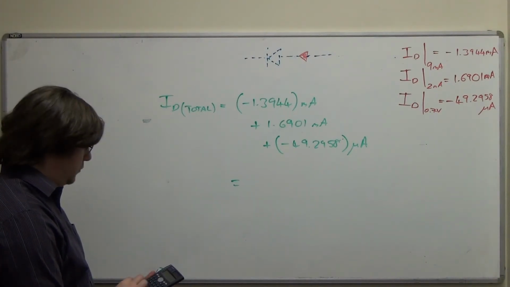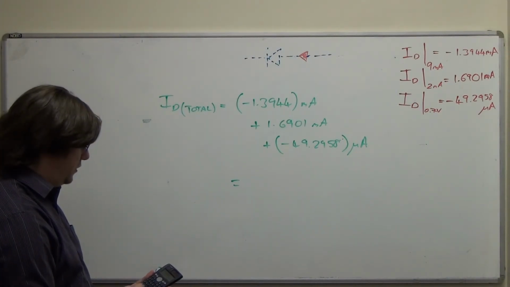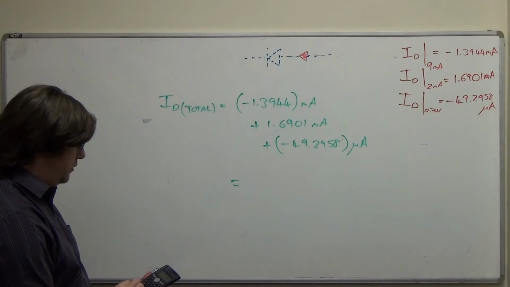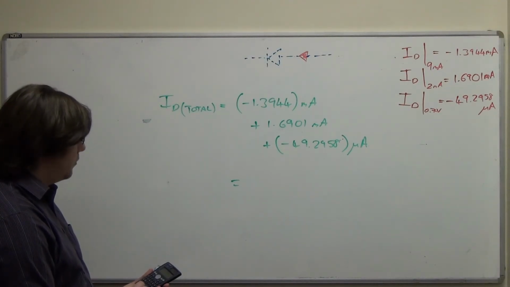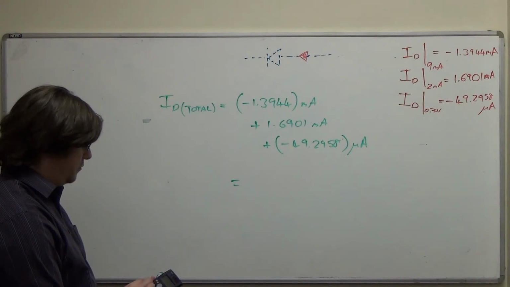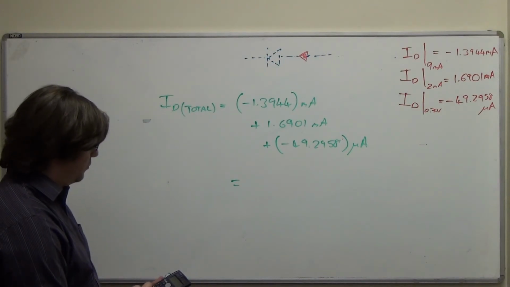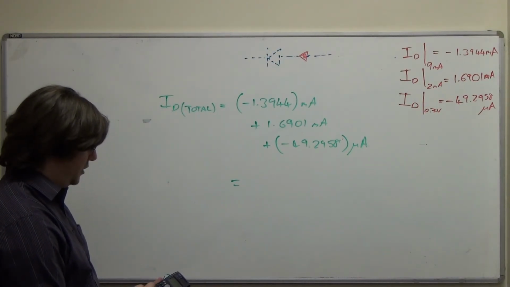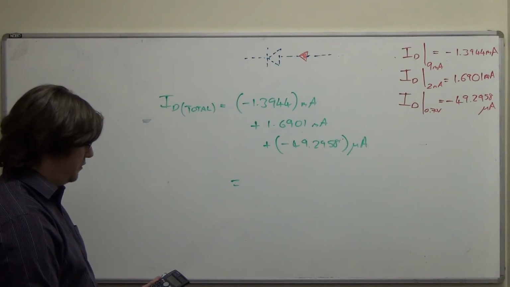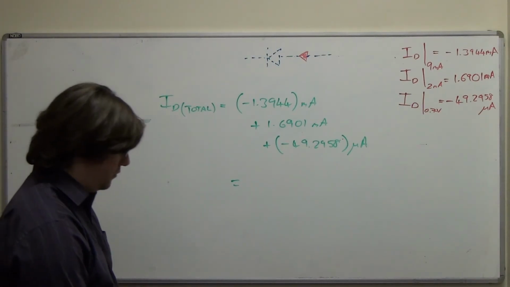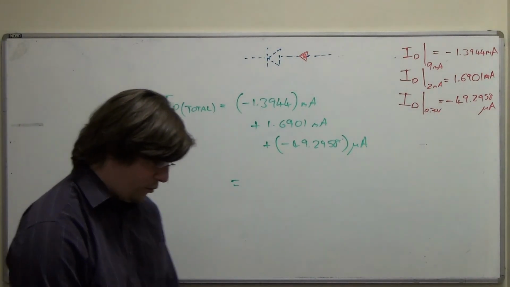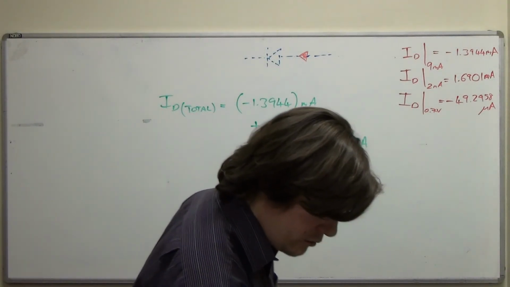So we've got minus 1.3944 E minus 3 plus 1.6901 E minus 3 plus brackets minus. Did I do minus in the beginning? I did, yes. Just making sure I put a minus sign in the beginning. Minus 49.2958 E minus 6, close brackets, equals. And I've got 246.4042 microamps.